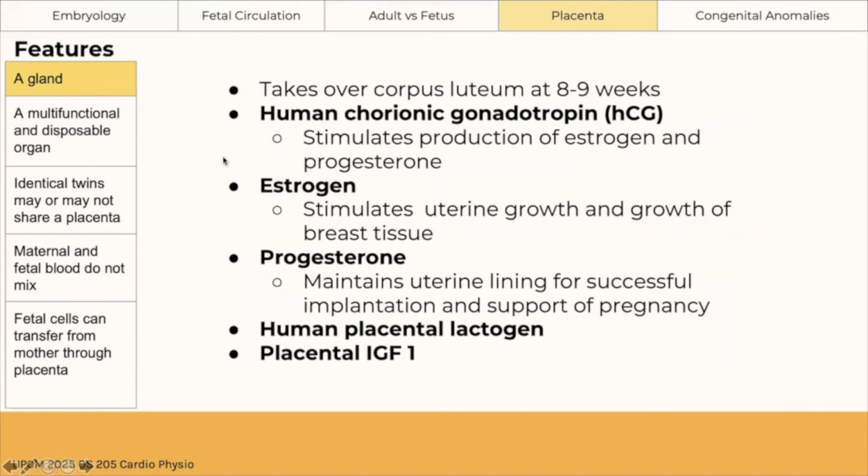So the placenta also has a few features that are relevant to be discussed today. So first, it is a gland. So it secretes hormones and it takes over the corpus luteum at 8 to 9 weeks. So you have your human chorionic gonadotropin, or HCG, which stimulates production of your estrogen and progesterone. And then it also secretes estrogen, progesterone, human placental lactogen, and placental IGF-1.